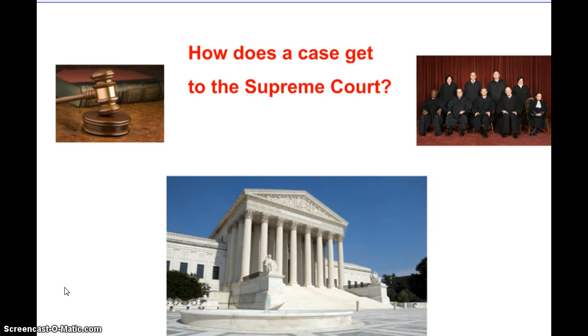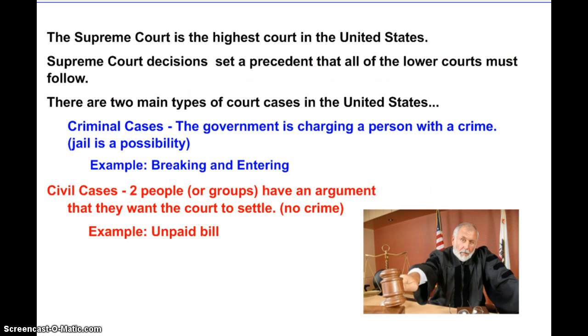The Supreme Court is one of the most important parts of our government, but is also one of the least understood parts of our government. So our main focus today is to see how a case goes from start to finish all the way to the Supreme Court. Some background knowledge before we begin.